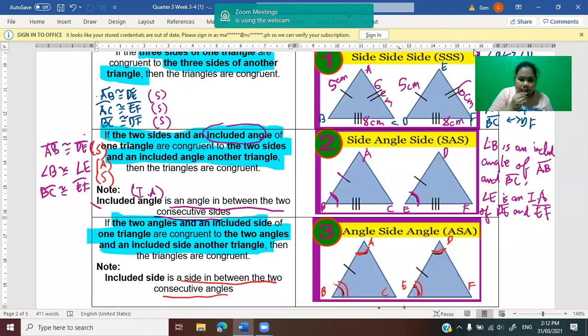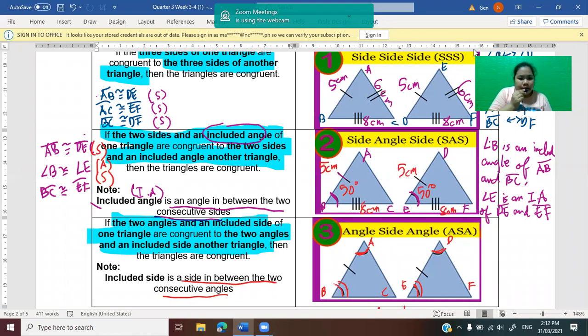Okay, so I just wanna go back here sa side angle side. Hindi ko pala naipakita yung sukat. So let's say this is 5 cm. This is also 5 cm. And if it is 8 cm, this is also 8 cm. So if this is 50 degrees, this is also 50 degrees. So that's how we illustrate side angle side kapag merong sukat.